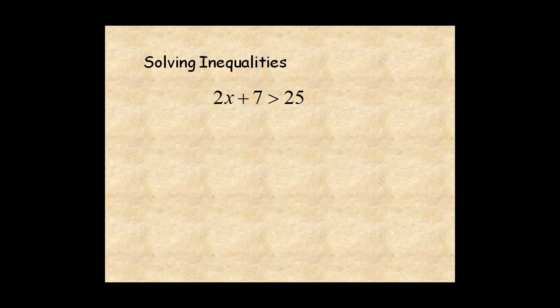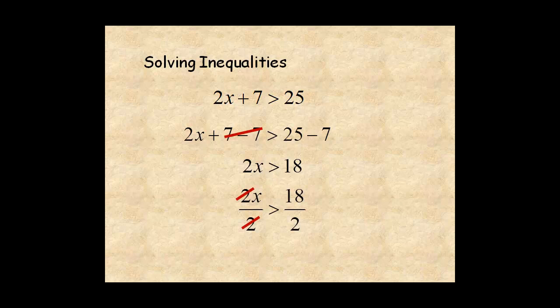In this example, begin by subtracting 7 from both sides, giving 2x is greater than 18. Then divide both sides by 2 for the solution x greater than 9.